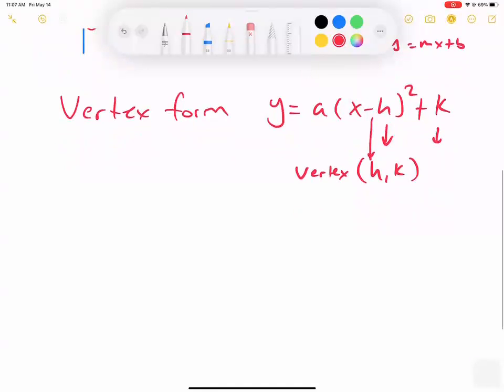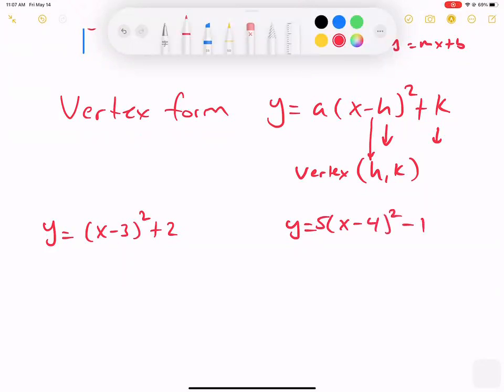So let's give you some examples. If I say y is equal to (x minus 3) squared plus 2, and y is equal to 5 times (x minus 4) squared minus 1. What would be the h and k for each of these? Now be careful, I'm going to ask you for three different things right now. What is the a? What is the h? And then what is the k? Let's see if you can parse that out.